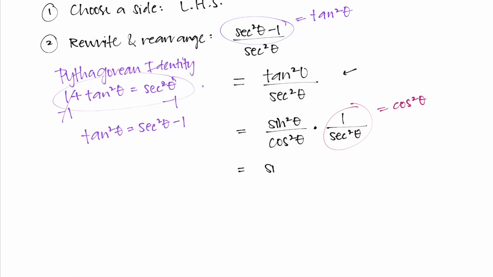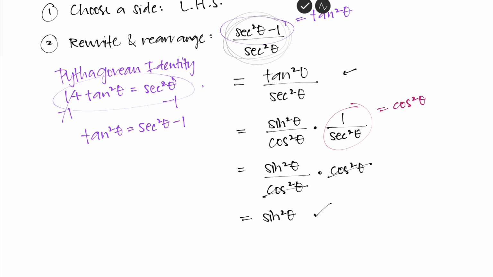So now we're going to get sine squared theta over cosine squared theta times cosine squared theta. And lo and behold, you have cosine squared theta in your numerator right here and in your denominator right there, so you can cross those out. They cancel. So now that they've canceled, all we're left with is sine squared theta. And we're done.